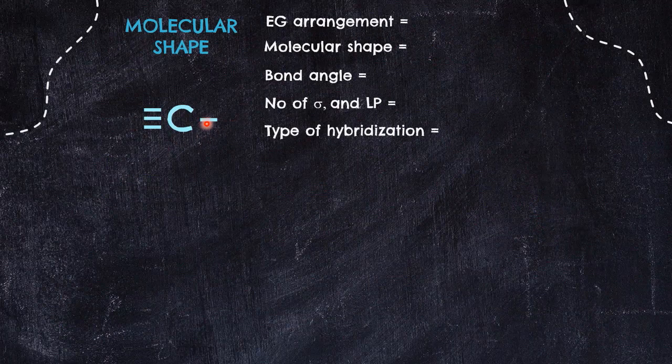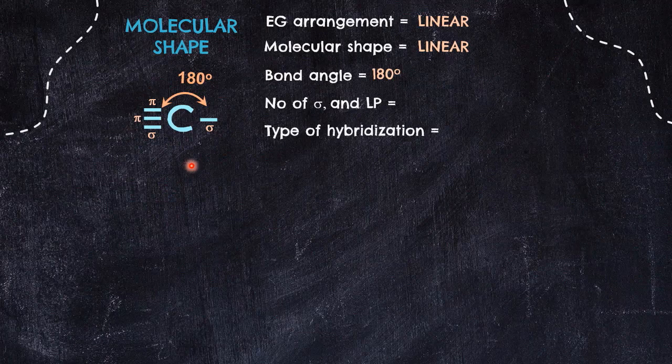Carbon with 2 electron groups consists of 2 bonding pairs. One comes from the triple bond, another one comes from the single bond. Hence, electron group arrangement and molecular shape will be the same, which is linear with a bond angle of 180 degrees. So from this structure, we could see we have a triple and single bond. The first bond is considered sigma, while the second and third will be pi.